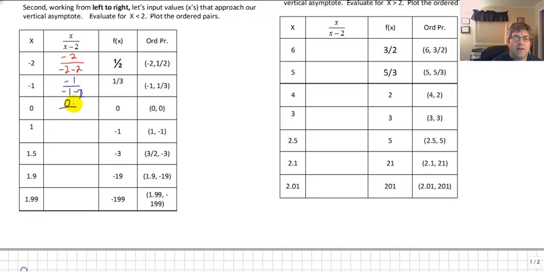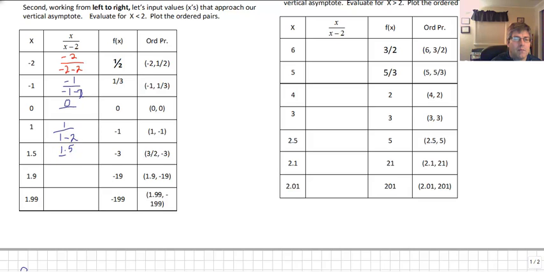And when I input 0, well, that's easy. I don't even care about the denominator. If my numerator is 0, my fraction's 0, so my output's 0. So that's the ordered pair 0, 0, that's the origin. When I input 1, I get 1 over 1 minus 2, so 1 over negative 1. So when I input 1, I output negative 1, and the ordered pair is 1, negative 1.